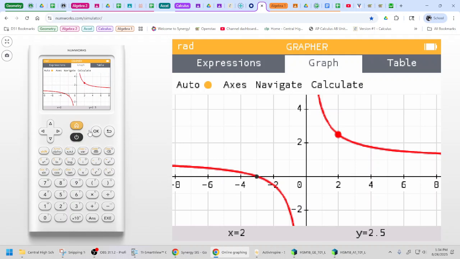See you guys. No way. One is, so you would rewrite it as 1 over sine.